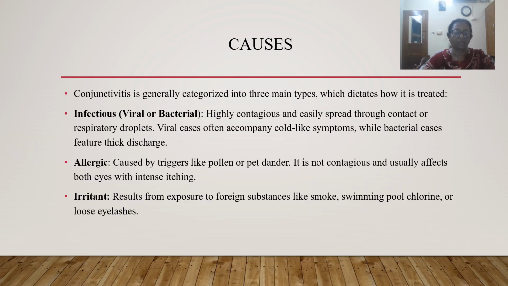We'll see the causes. What are the causes of conjunctivitis? Conjunctivitis is generally classified into three main types, which dictates how it is treated. Infectious, viral or bacterial, is highly contagious and easily spread through contact or respiratory droplets. Viral cases often accompany cold-like symptoms, while bacterial cases feature thick discharge. Allergic is caused by triggers like pollen or pet danders. It is not contagious and usually affects both eyes with intense itching. Irritant conjunctivitis results from exposure to foreign substances like smoke, swimming pool chlorine, or loose eyelashes.